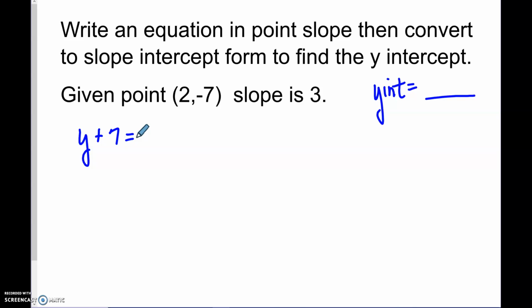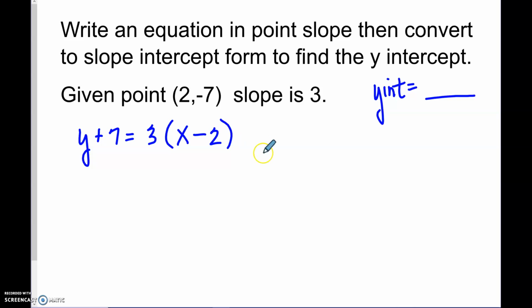Okay, what number are we going to write next? 2, negative 7, or 3? Well, the slope goes next, so we put in a 3. And then we have the x. So what's going to go in after the x? And it's going to be a negative 2. All right, so there's our point-slope form.